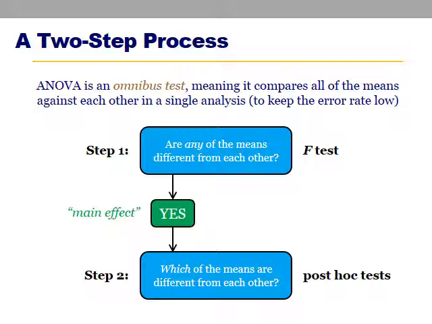However, if the result of our F-test in step 1 indicates that there is not a main effect, that tells us that all of the groups or all of the means are in fact equal to each other. In that case, there's no reason for us to perform post hoc tests because we already know that none of the groups are different.